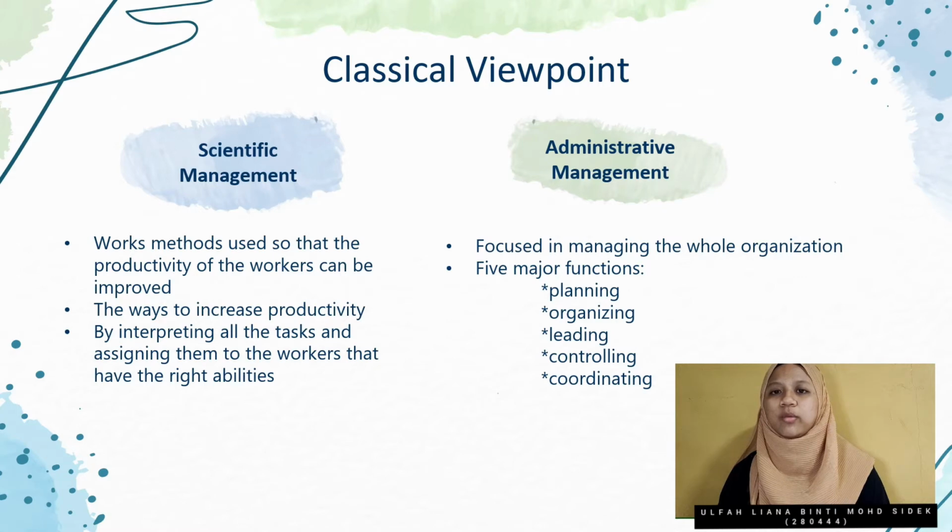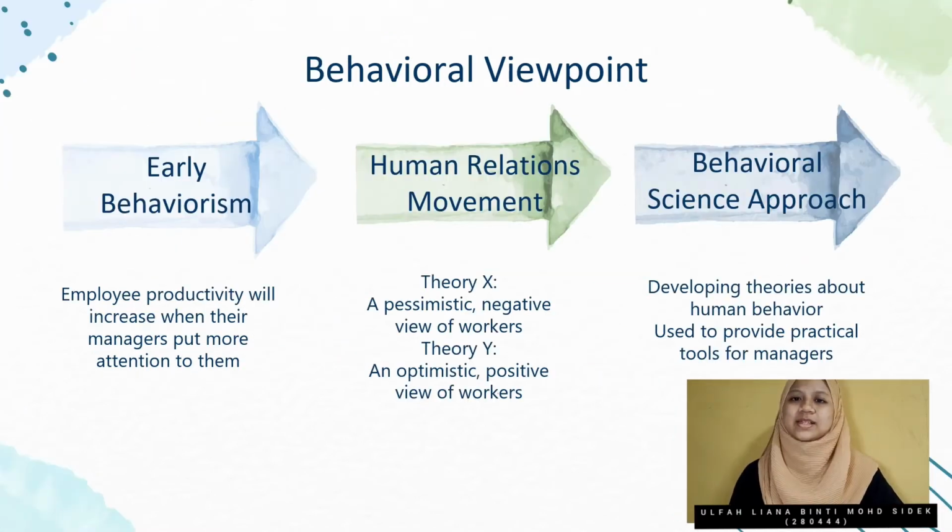Scientific management recommends ways to increase productivity, such as interpreting all the tasks and assigning them to workers who have the right abilities. Administrative management focuses on five major functions, which are planning, organizing, leading, controlling, and coordinating, to manage the whole organization.